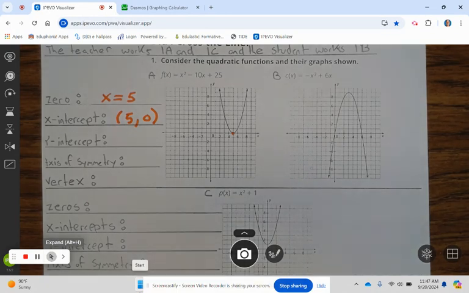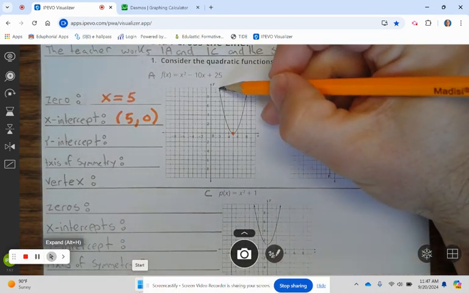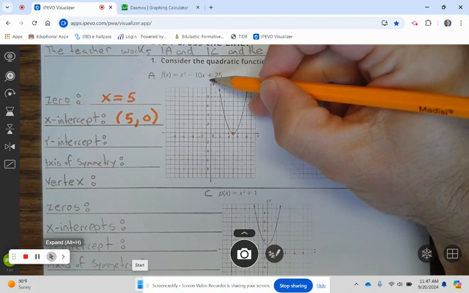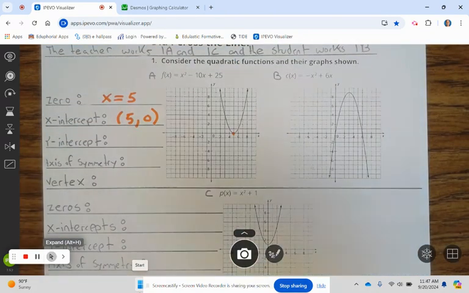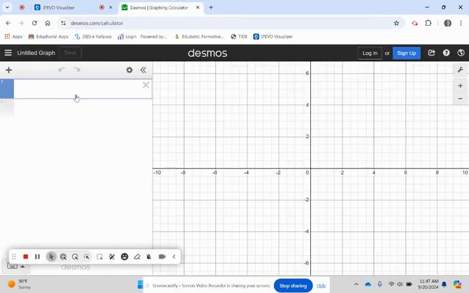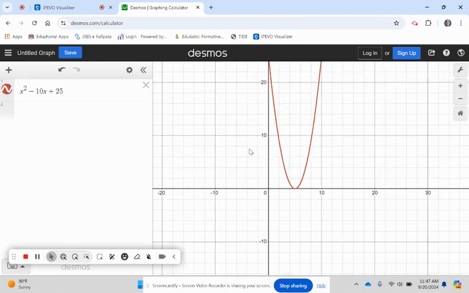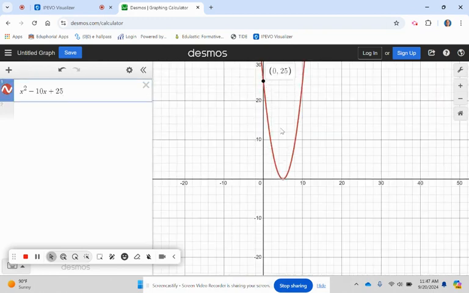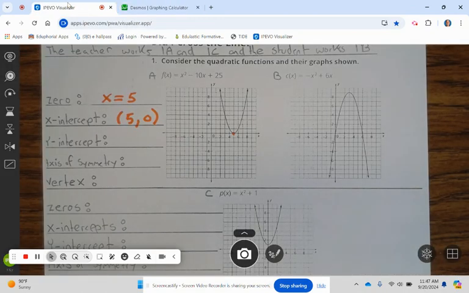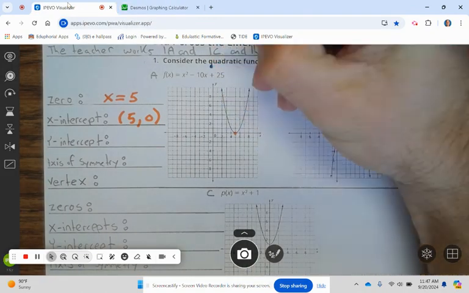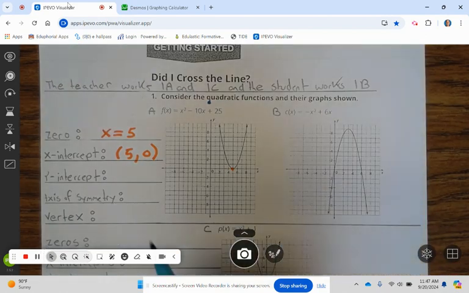Now, the y-intercept occurs somewhere up here. So we're going to need to go to Desmos to see where that occurs. Okay, so let's go ahead and grab this in Desmos. So x squared minus 10x plus 25. Okay, and then we're going to zoom out. Keep zooming. There we go. So our y-intercept is 0, 25. Okay, so somewhere our y-intercept occurs somewhere up there.